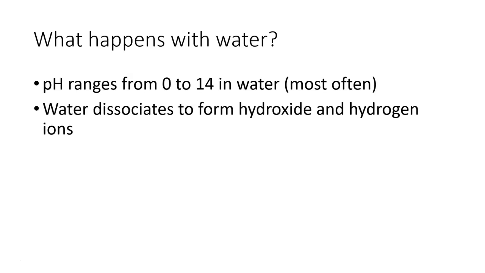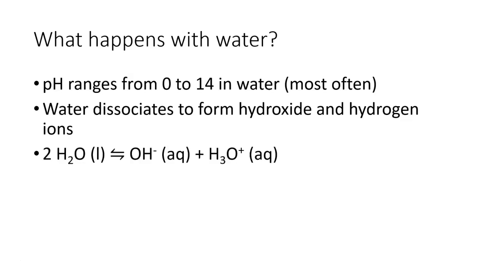In water, water does something special, which is self-dissociation. So water dissociates to form hydroxide and hydrogen ions. Essentially, what's happening is we have two water molecules that are going to form a hydroxide and a hydrogen or hydronium ion. So if we take one water molecule, let's take a look at it. So I've got water.